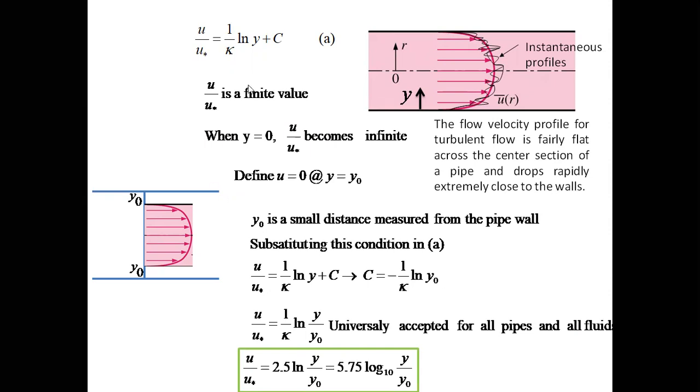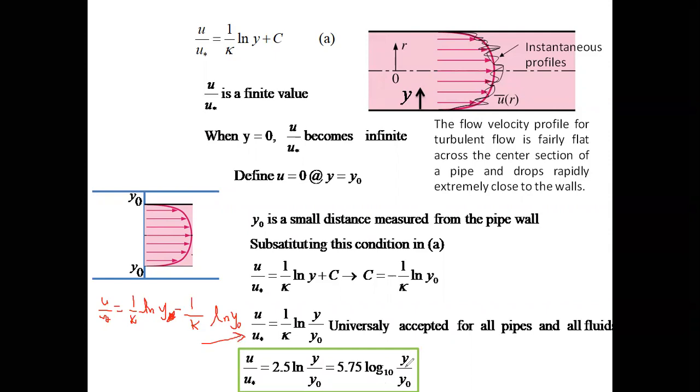Okay, then we can write u over u star equals 1 over k ln y minus the value of c, which equals minus 1 over k ln y naught. This is right, right? Not y naught, this is y. So 1 over k ln y minus 1 over k ln y naught. From that, we can derive this equation.